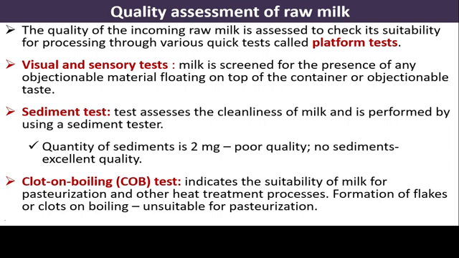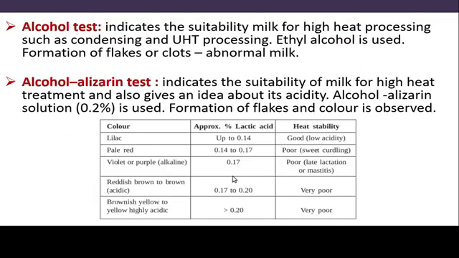Clot on boiling (COB) test. It is used to indicate the suitability of milk for pasteurization and other heat treatment processes. Formation of flakes or clots on boiling means it is unsuitable for pasteurization. Alcohol test. This test is used to indicate the suitability of milk for high heat processing such as condensing and UHT processing. Ethyl alcohol is used here. Formation of flakes or clots means abnormal milk quality.